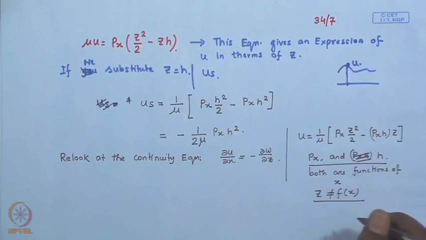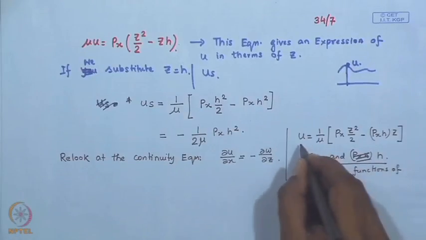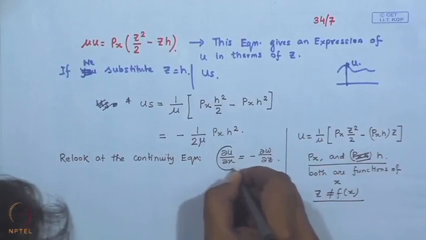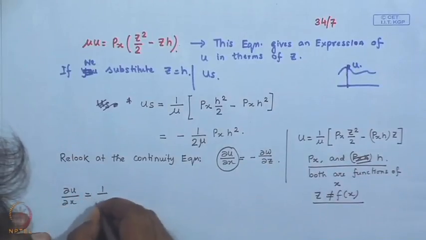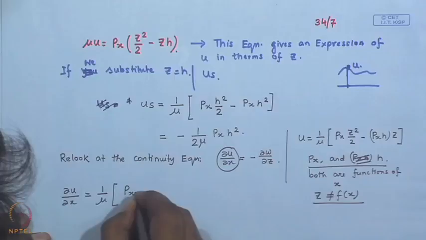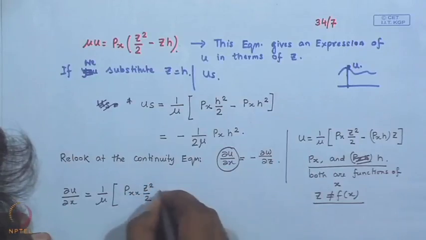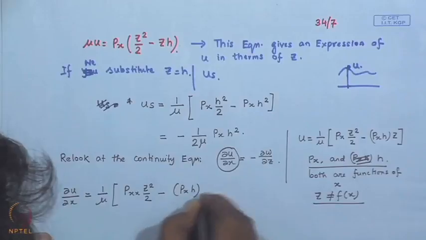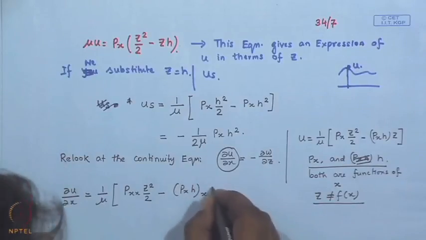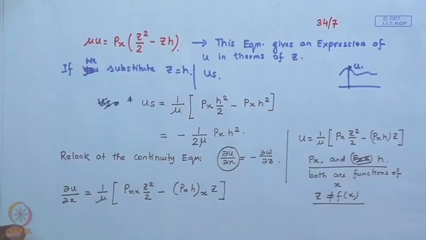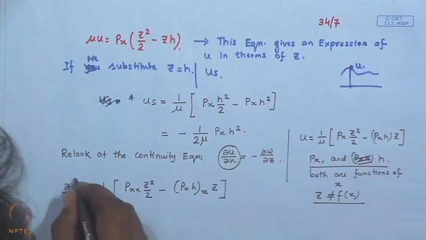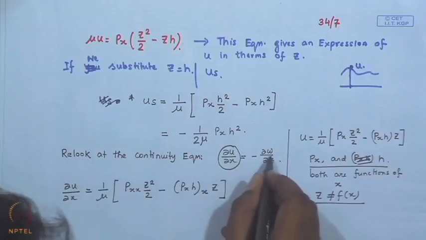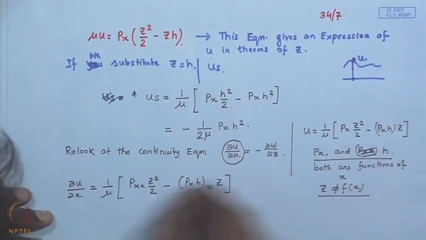z is not a function of x. So what we do, we take this expression of u and find the partial derivative del u del x. So from here we get del u del x is equal to 1 by mu into p x x z square by 2 minus del del x of p x into h into z. Now we have that del u del x is equal to minus del w del z. So we do that substitution.